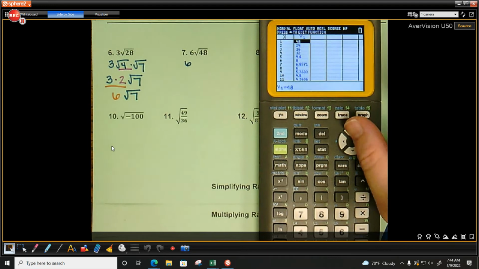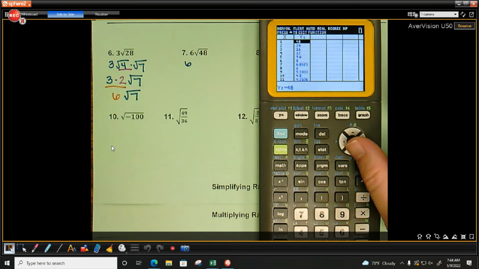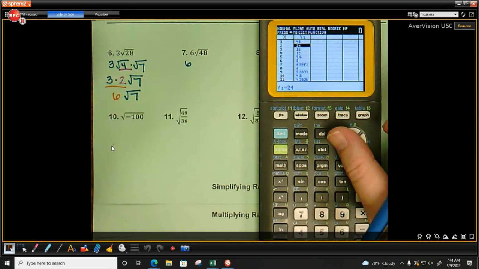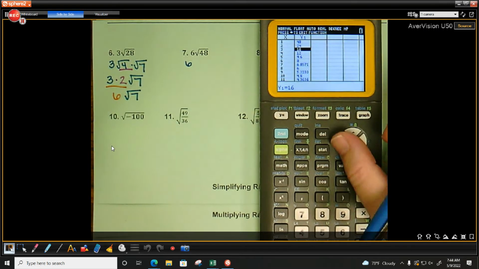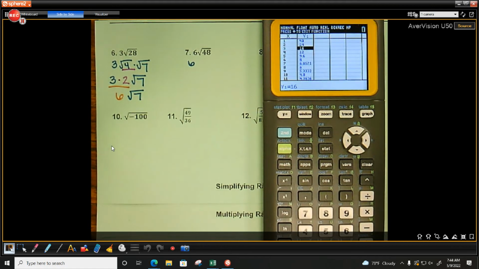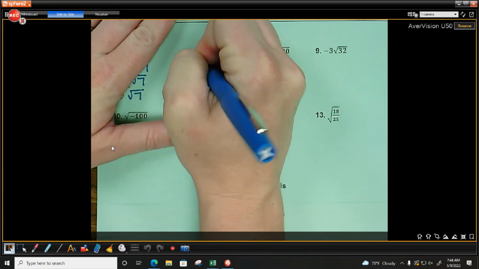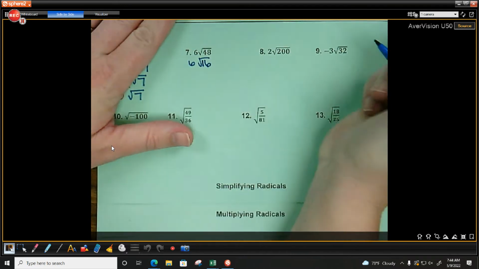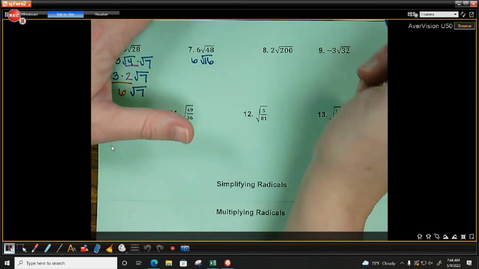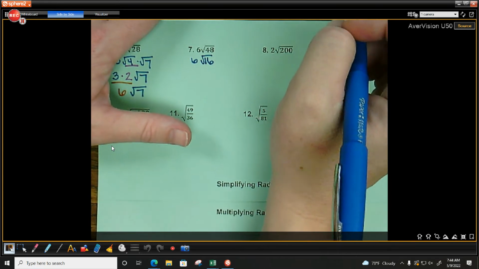Is 48 on my list, guys? No. 2 or 24? No. 3 or 16? Yes, 16 is on my list. So I'm going to separate this into the square root of 16. 16 times what? 3.